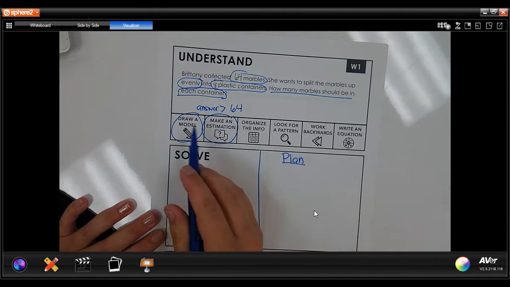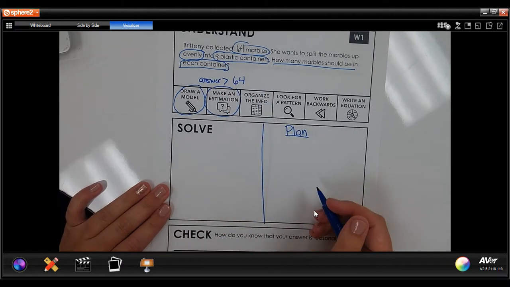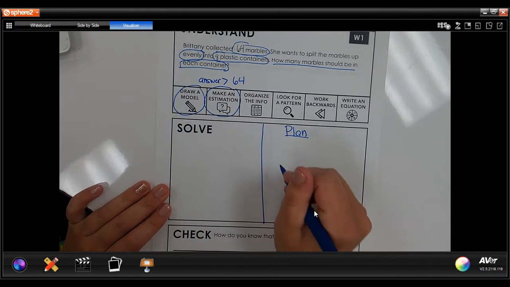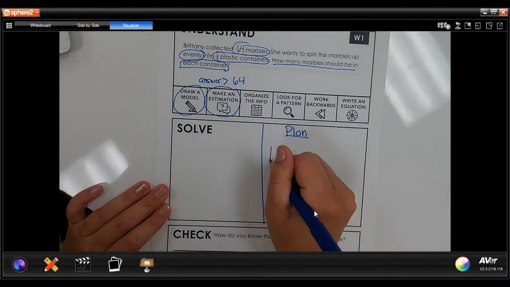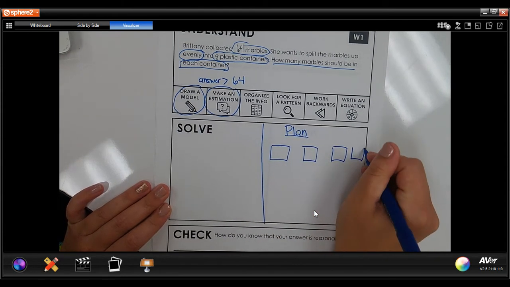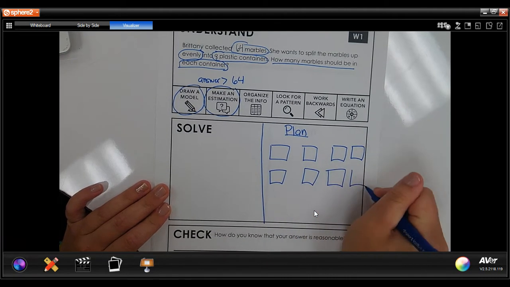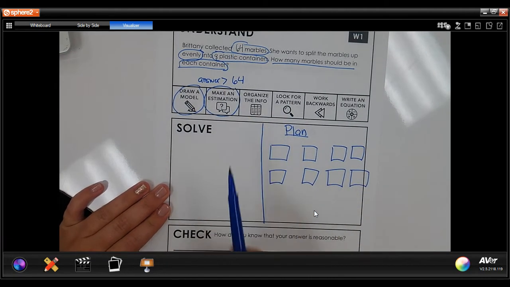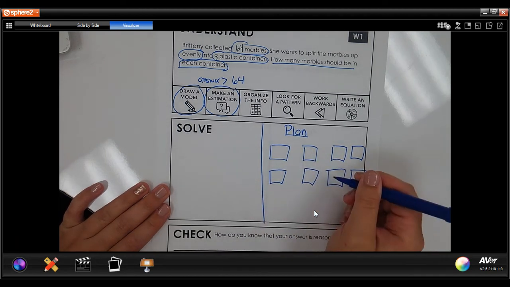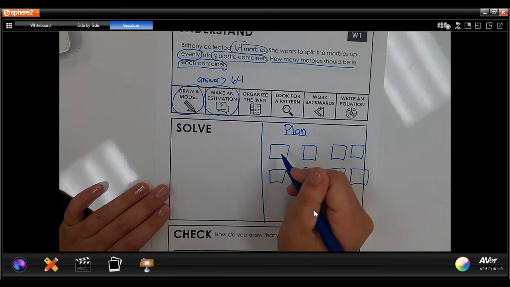So now I'm going to plan by drawing a model. So she has 64 marbles into 8 plastic containers. So I'm going to draw the 8 plastic containers. 1, 2, 3, 4, 5, 6, 7, 8. And I need to divide 8 into those 64. So I could draw this out, or I could come over here and write an equation. So I will draw this out.